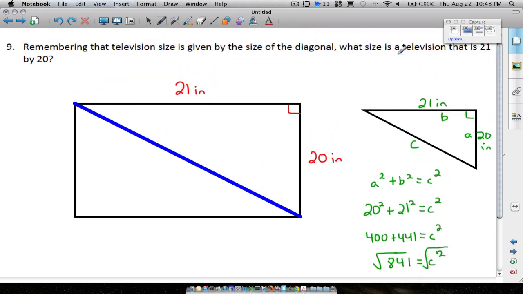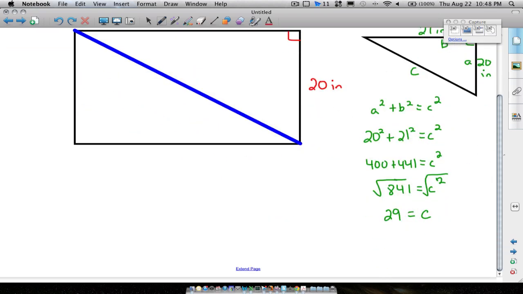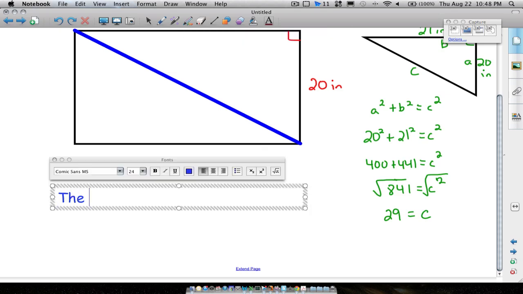So the question says, what size is a television that is 21 by 20? Give me a complete sentence. The TV, or the television, is 29. We didn't give a measurement, but I'm just going to say inches. That's how we typically measure TVs.